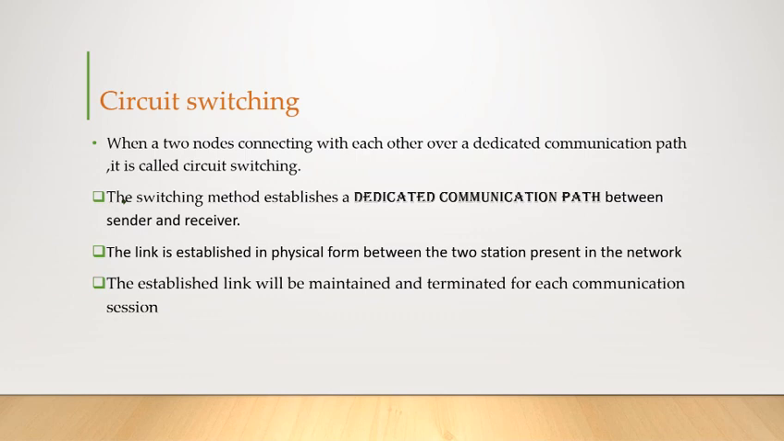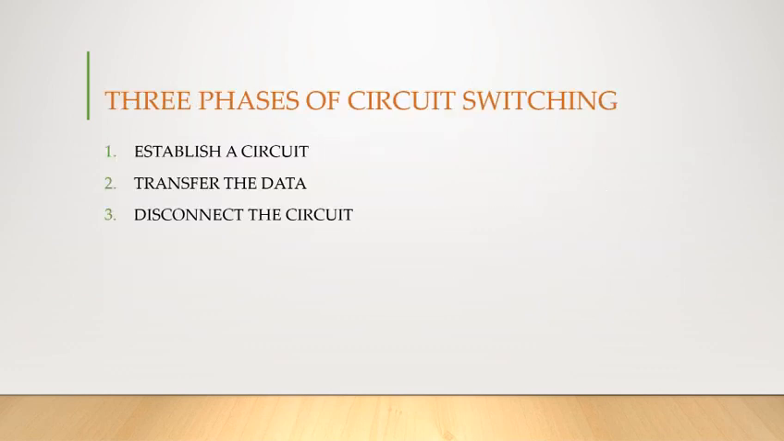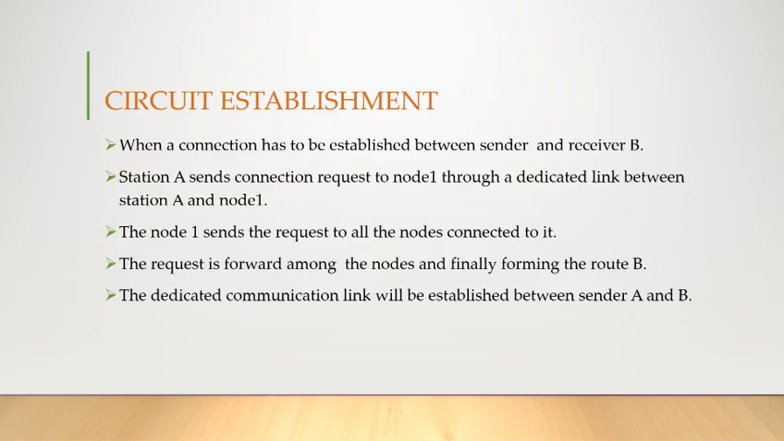Circuit switching: a dedicated path is established between the sender and receiver. Before data transfer, the connection will be established first. The link is established in physical form between the two stations present in the network. The established link will be maintained and terminated for each communication session. There are three phases of circuit switching: establish a circuit, transfer the data, and disconnect the circuit.